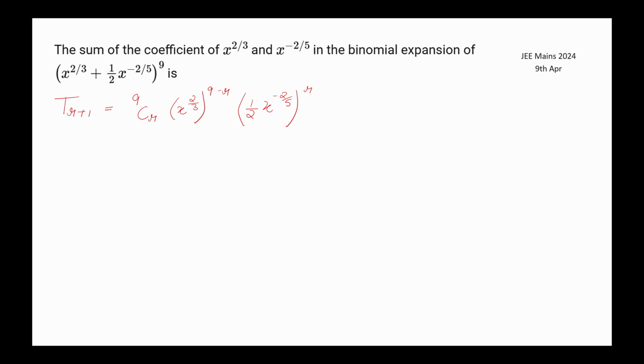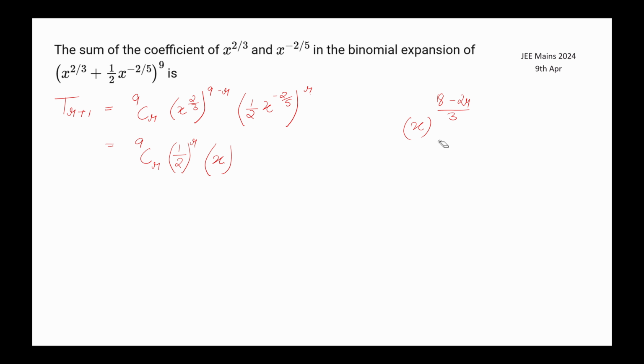Now let us try to segregate all the x terms together and take out all the constant terms to one side. What are we going to be left with? In 9Cr, here we would also have (1/2) to the power r, and x to the power, what is the power of x going to become? This would basically be (18 minus 2r)/3, and on the other side, what are we going to have? x to the power -2r/5, or this can be simply written below as 1 upon x to the power 2r/5.